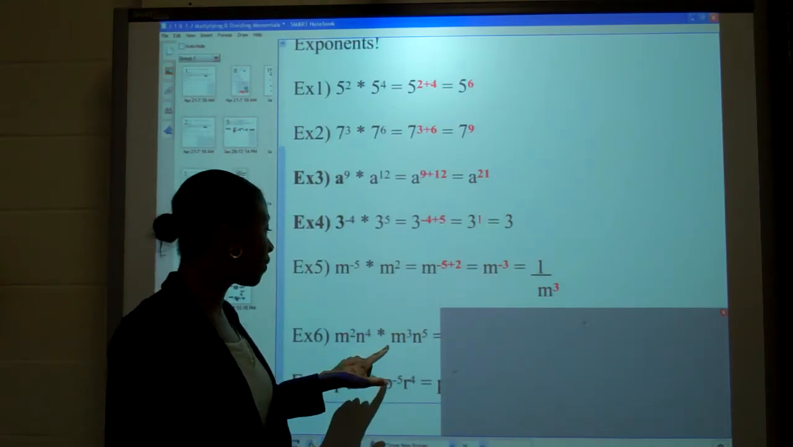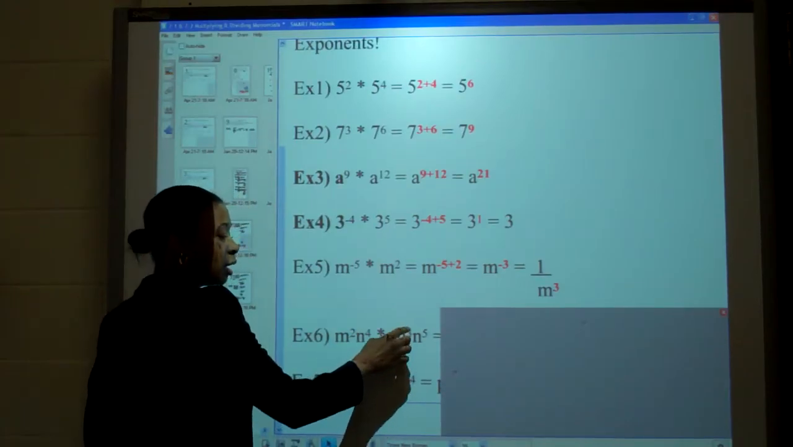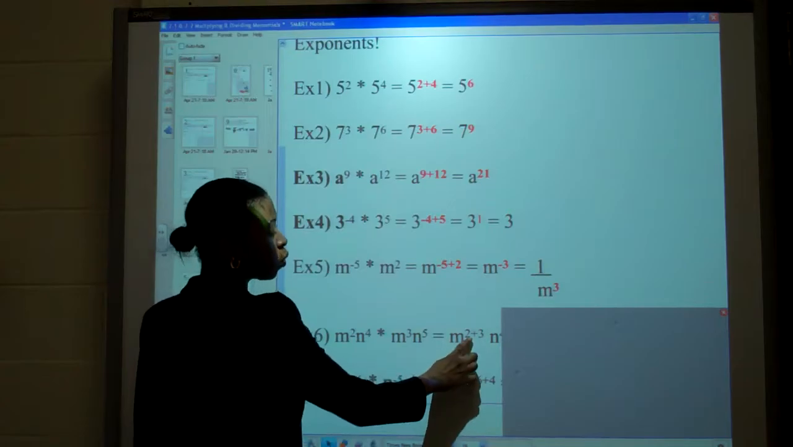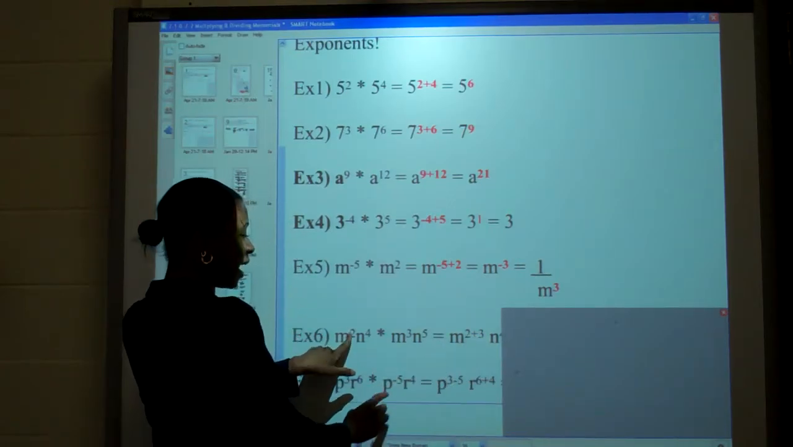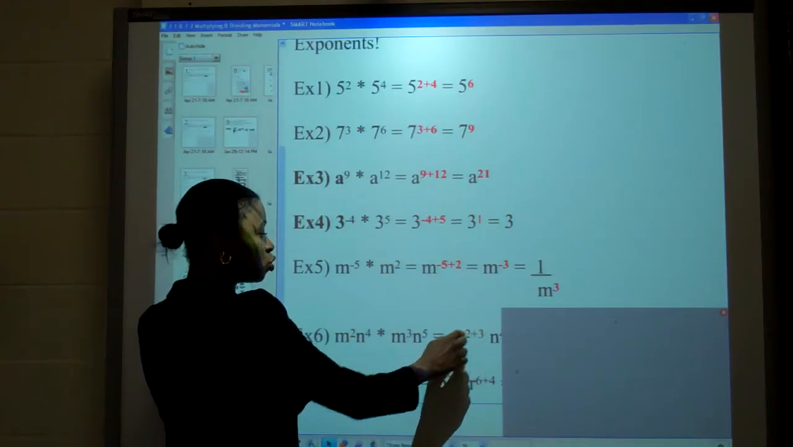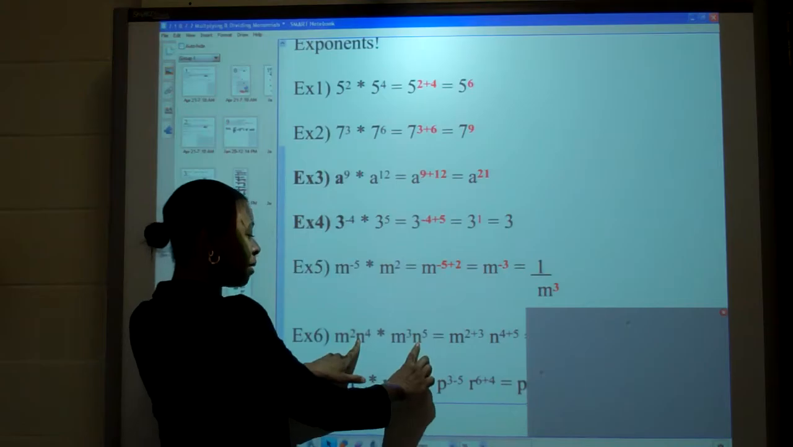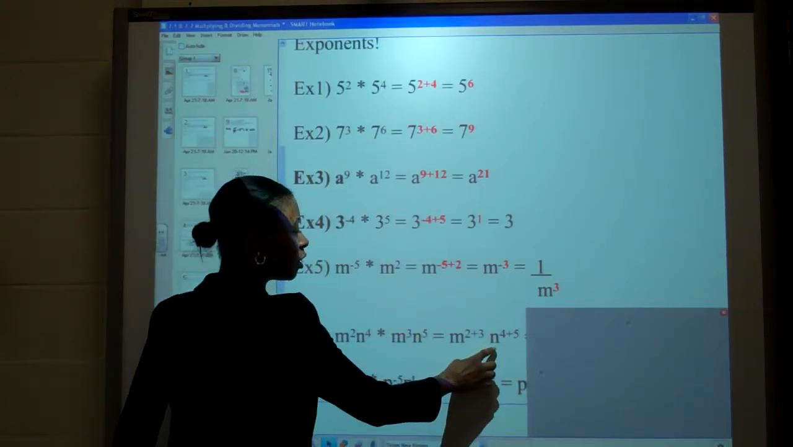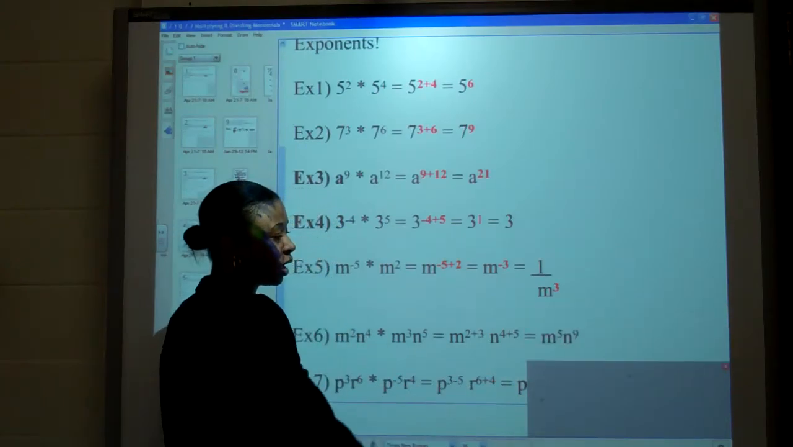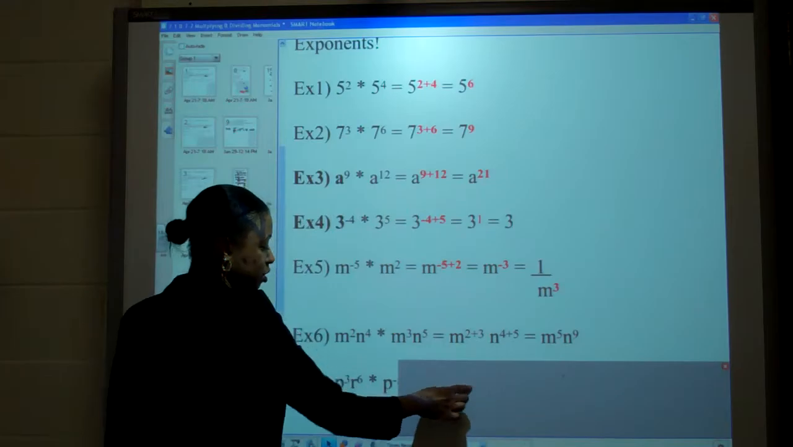Same base, when we have the same base, we add their exponents. So m squared, m cubed is going to be m raised to the 2 plus 3, because we're adding their exponents for the same base m. We add their exponents, 2 plus 3, times n is the same base here, 4 plus 5. So n to the 4 plus 5, which gives us, for our final answer, m to the 5th, n to the 9th. That's how we write that answer.